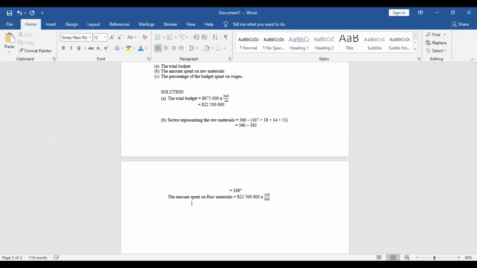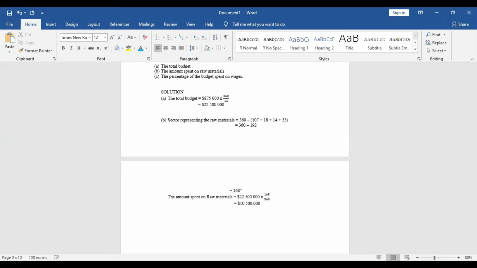So somebody do the calculations again there. We have 22,500,000 times 168 upon 360. Miss, 10.5 million. So that is 10,500,000. Right? Good. That's one way you could have done it.